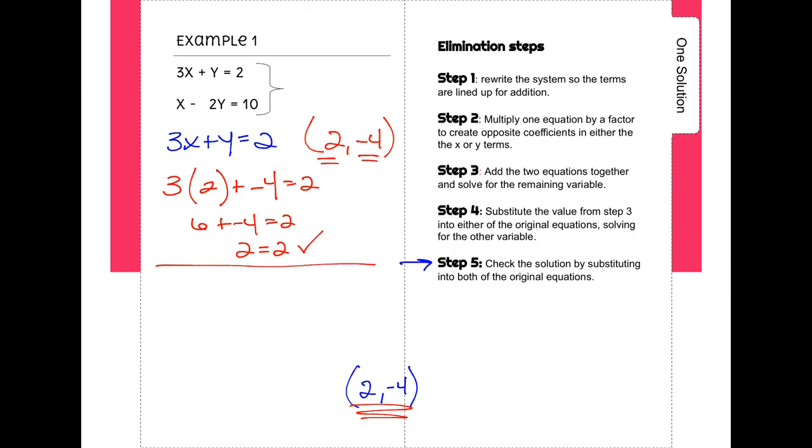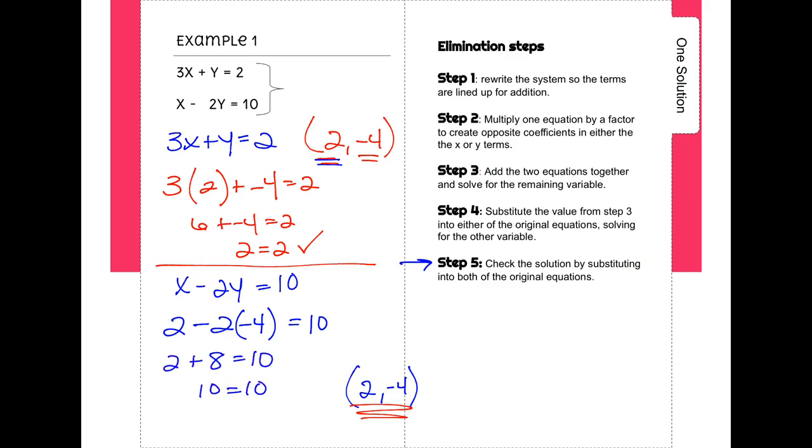And let's check again that it solves the second equation. We have x minus 2y equals 10. So the x value of my solution is 2, minus 2 times y. The y value of my solution is negative 4, and that equals 10. So 2 plus 8 equals 10, or 10 equals 10. So I've shown that my solution point (2, negative 4) also solves the second equation. So the solution solves the system.